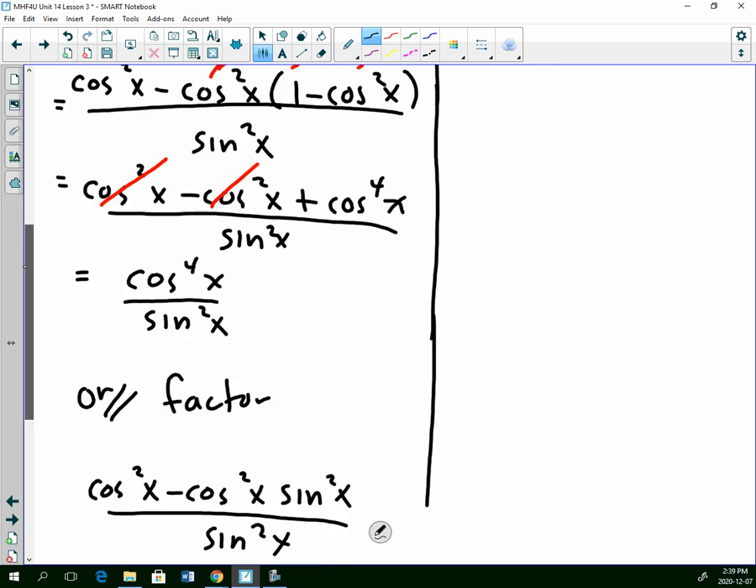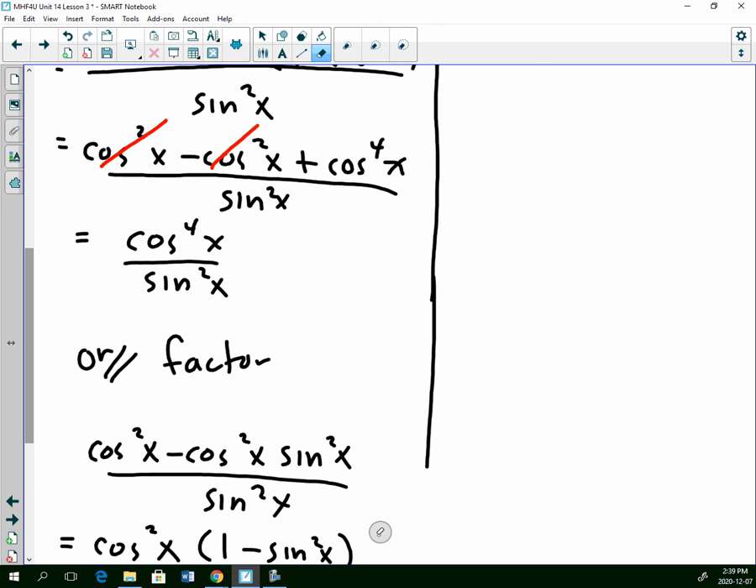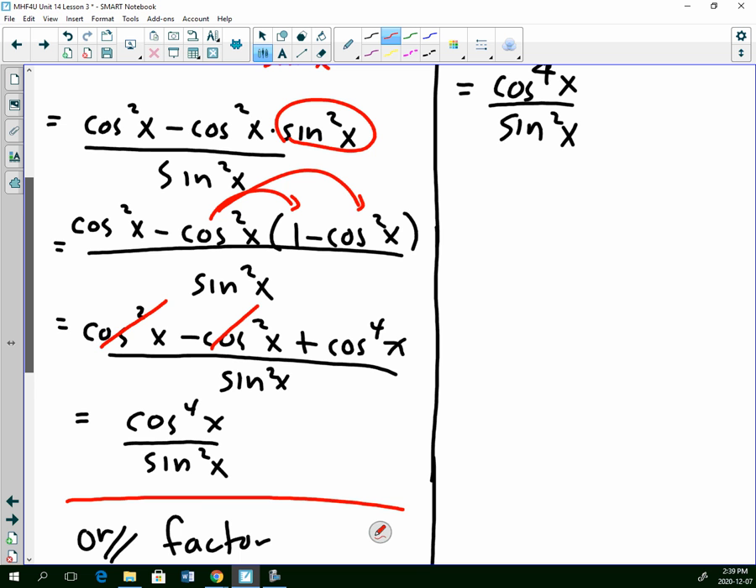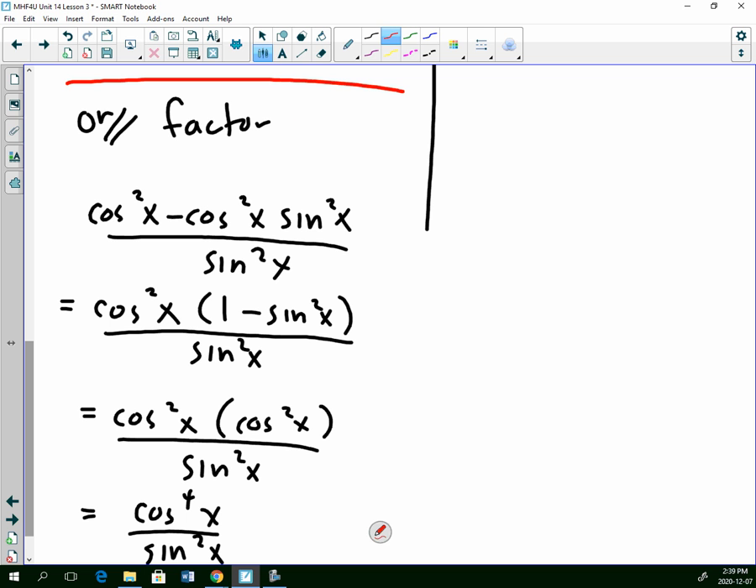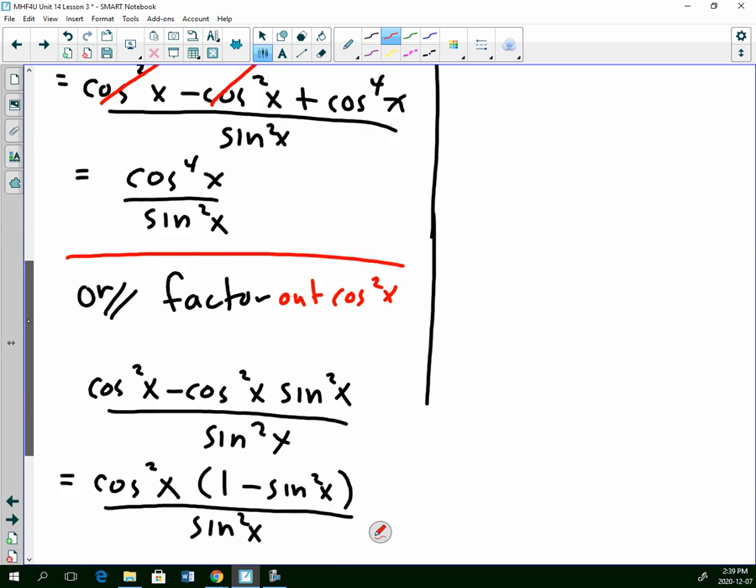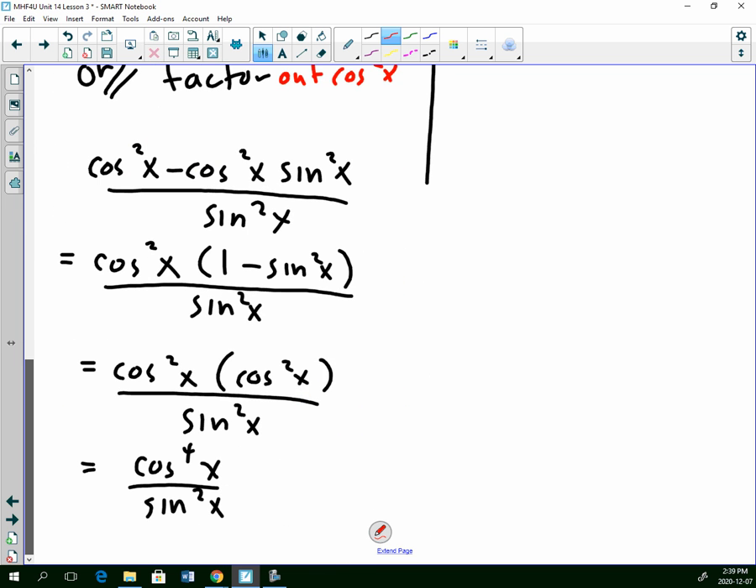Okay, so it doesn't really matter which way you do it. There's two options. You could just replace the sine squared with 1 minus cos squared, expand and collect like terms, or you can factor out cosine squared and then replace 1 minus sine squared with cos squared. So both ways are fine.